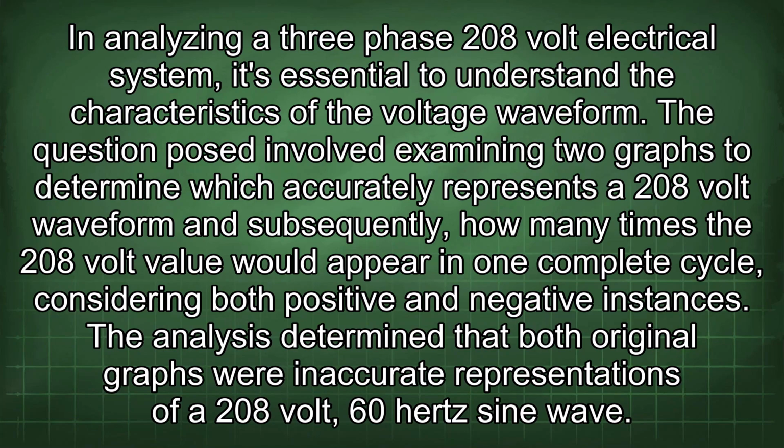In analyzing a three-phase 208-volt electrical system, it's essential to understand the characteristics of the voltage waveform. The question posed involved examining two graphs to determine which accurately represents a 208-volt waveform and subsequently how many times the 208-volt value would appear in one complete cycle, considering both positive and negative instances. The analysis determined that both original graphs were inaccurate representations of a 208-volt 60 Hz sine wave.